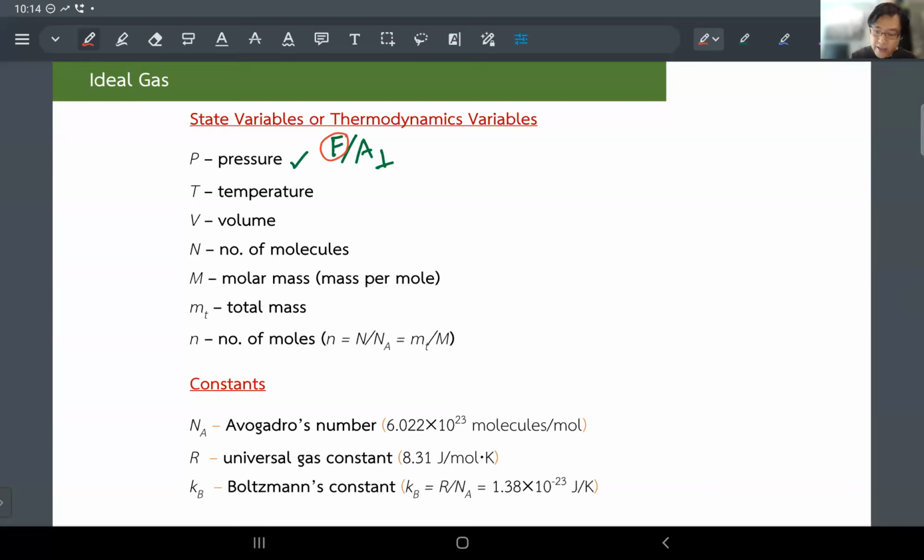All right, next, temperature. You can measure that using a thermometer or whatever you want to make the measurement with. Volume, that is another macroscopic quantity that you can measure all the time: the width, the length, the height, or whatever you want. Now, you also want to know the number of molecules of the gas. We use capital N for that. This one is a counting number, so it's just 1, 2, 3, 4, 5.